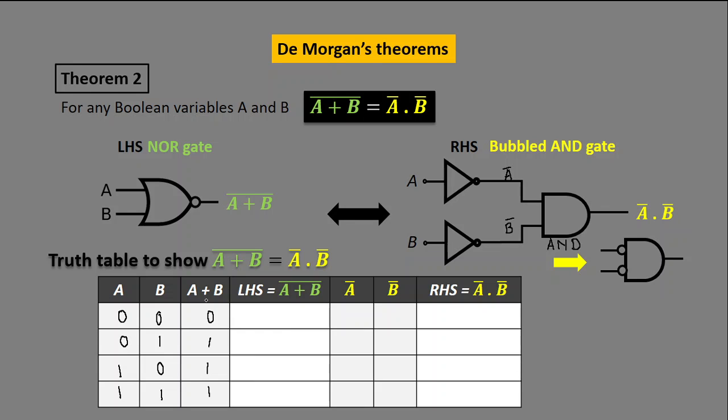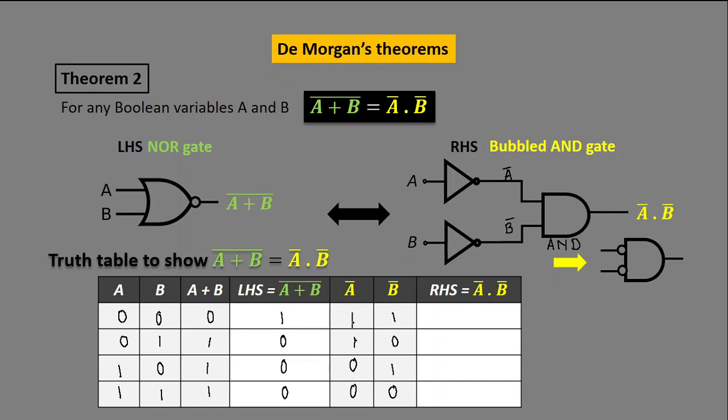Now this output of the OR gate will be bubbled, right? That means it will be complemented. So 0 will be complemented to 1 and all others will be complemented to 0. This is the truth table logic for the LHS side. Now let us focus on the RHS side. In the RHS side there is A complement and B complement. So all inputs at A will be complemented. So A complement is 1 1 0 0 and B complement will be 1 0 1 0.